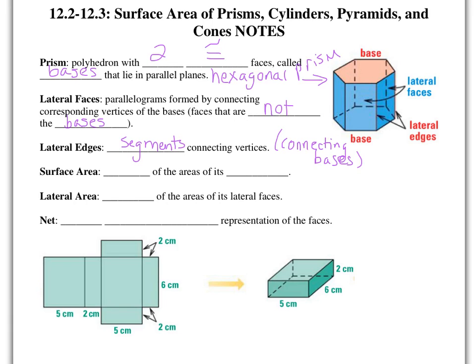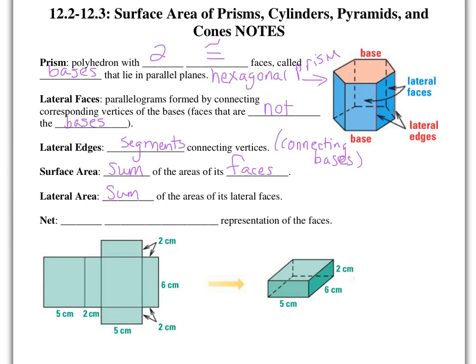The surface area is when we take the sum of all of its faces. So that means all of the flat surfaces, so that means also the bases. The lateral area then is when we just take the sum of the lateral faces. So if you look over in blue, those are the parts in blue, so it's not the bases.